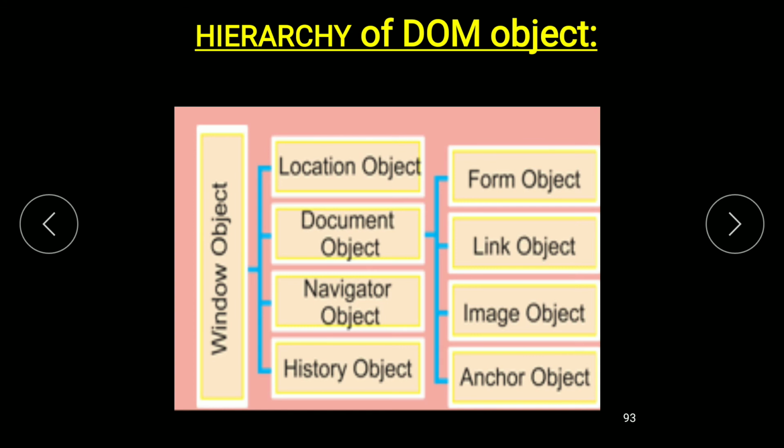Okay, so this is the hierarchy of the DOM object. I already told you that DOM works only on objects. So every element is converted into an object, and then DOM can work on it. Okay, so in that you can see the window object is the main object.